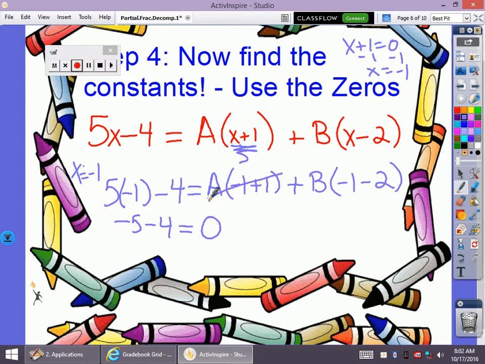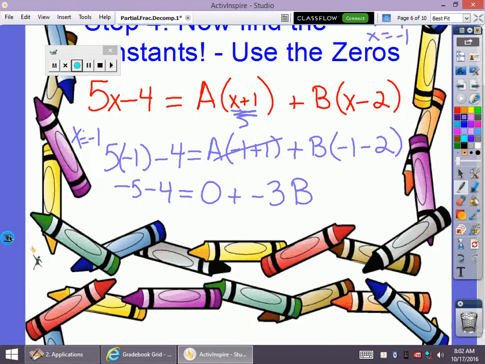0 times a is 0 plus -3b, because -1 minus 2 is -3. -3 times b is -3b. What is -1 plus 1? 0. What is 0 times a? 0. That's why it's gone.